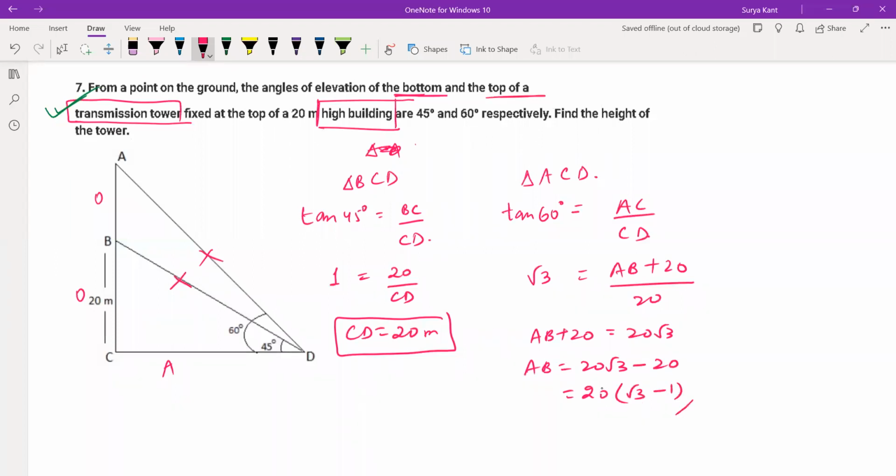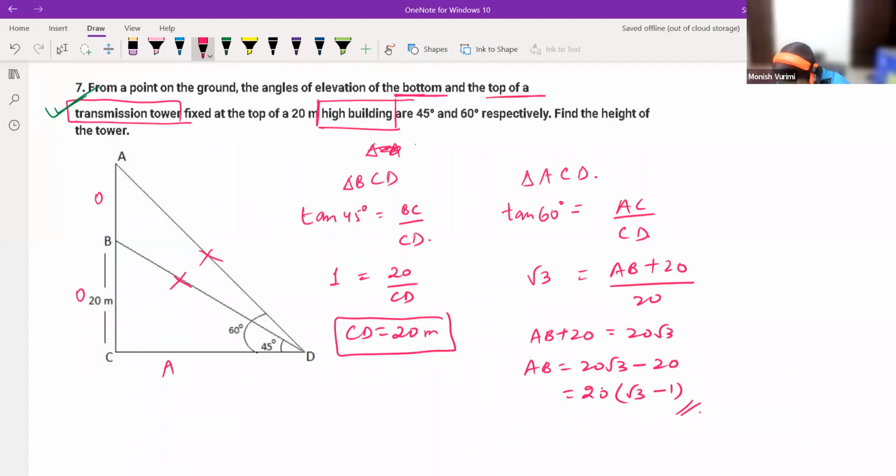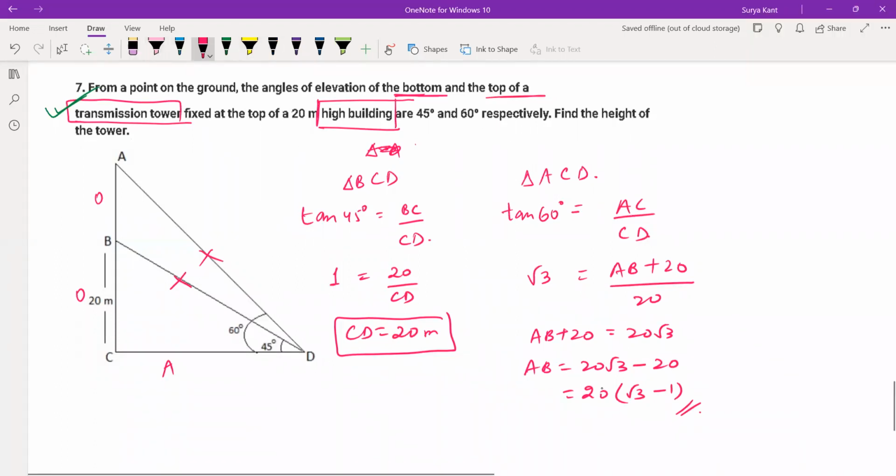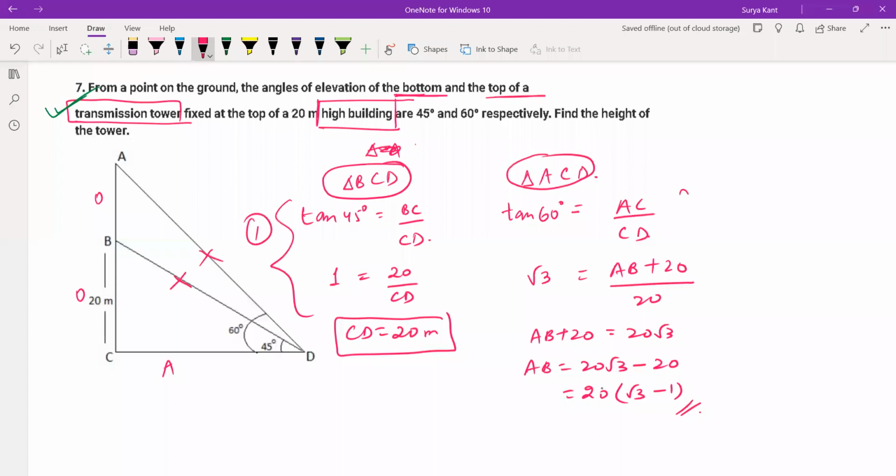Are you getting the same answer? Monish, you are getting the same answer? No, sir, I think I made a mistake. Check, you might have made a mistake somewhere. Check it out. Children, are you feeling difficulty in any steps? First part or second part? If you are having doubt in any line, you can just ask. Yes, tell me.